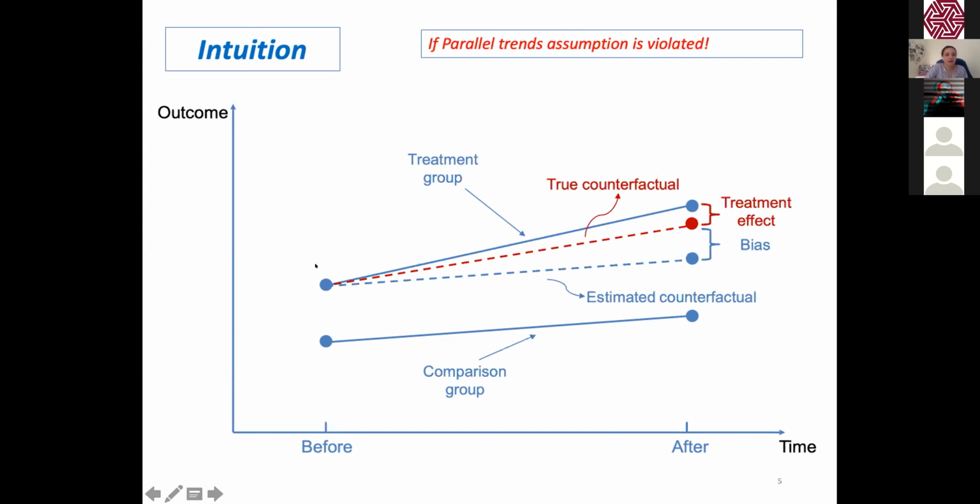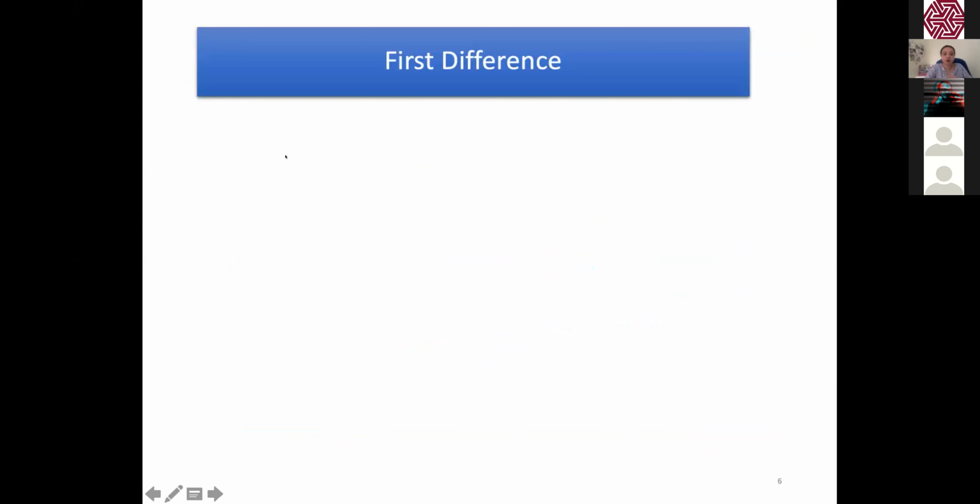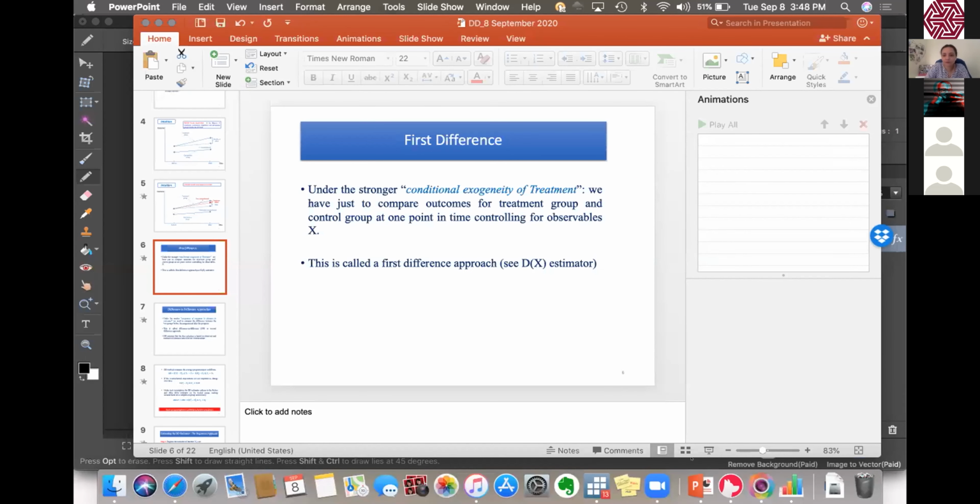Yes, we can verify the assumption through data, through comparing the trend of both groups between the 2 points if this program was not implemented. Okay.